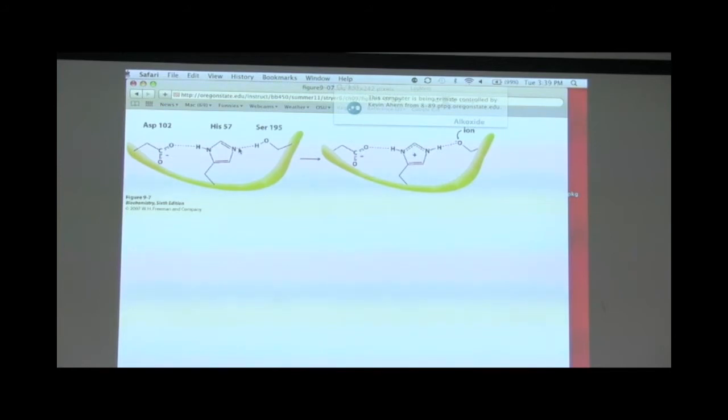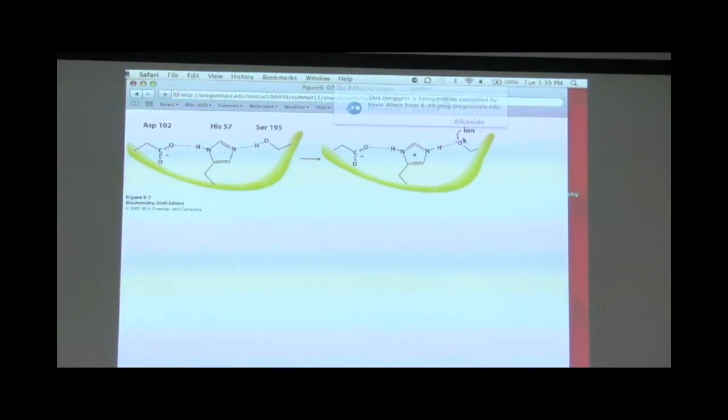The histidine is also moved closer to the serine as a result of all these actions that are happening. And this negative charge on this ring attracts the proton off of serine and pulls it off. And you see it being pulled off right here. When serine loses its proton, the oxygen retains the electrons. It remains negatively charged, and that creates what we call the alkoxide ion. That alkoxide ion is very reactive.